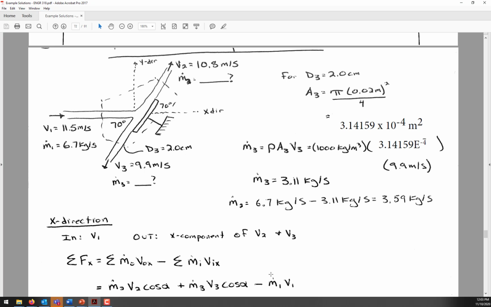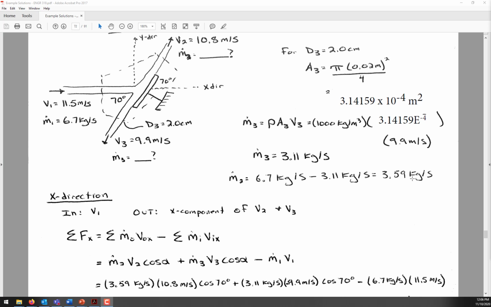Okay, I'll pause for a second and give you a chance to use the calculator, pencil and paper, and try to calculate the overall force required to hold the system steady in the X direction. The equal and opposite of that will tell you what force is being applied by the jet to the vane. All right, well, let's take a look at the substitutions here.